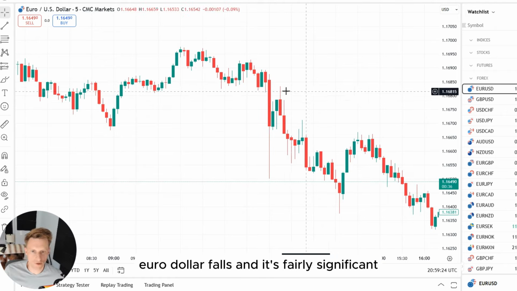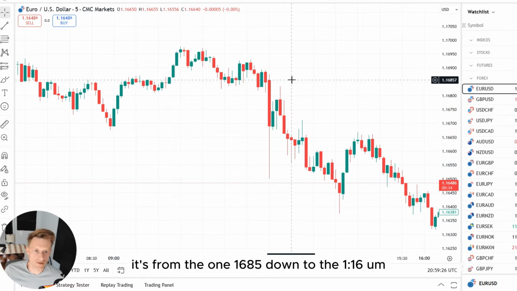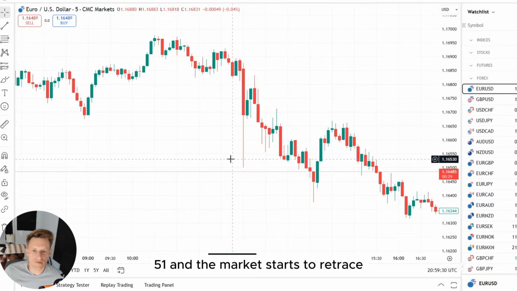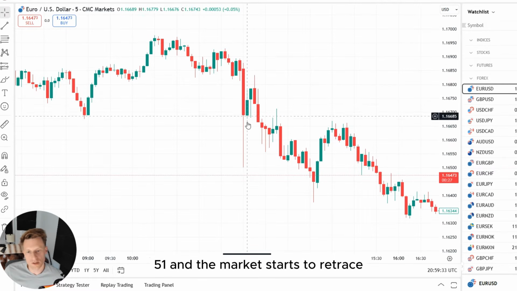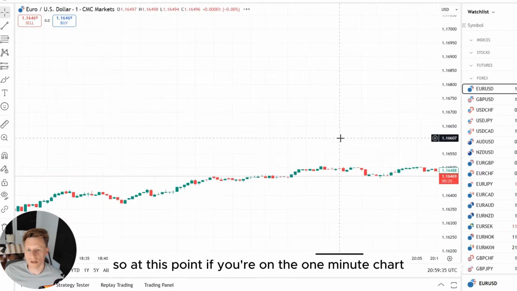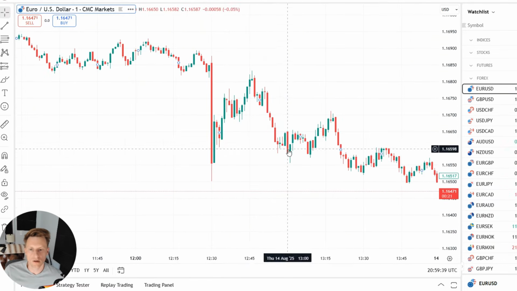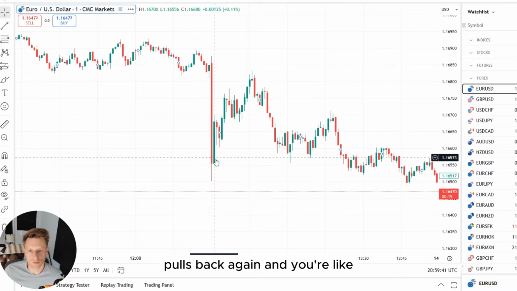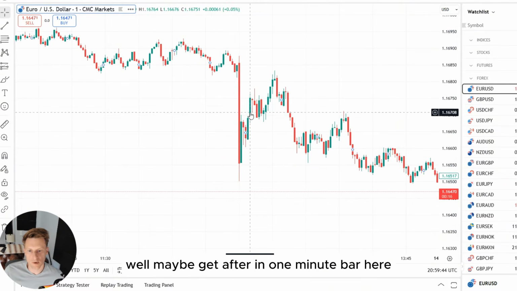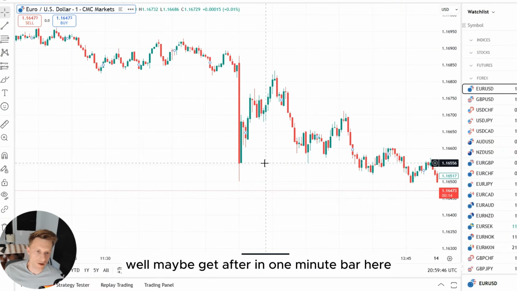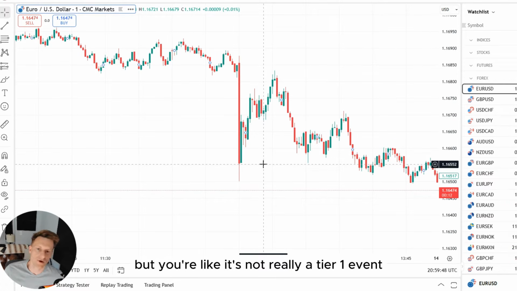Here's the chart. Euro dollar falls, and it's fairly significant. It's from the 116.85 down to the 116.51. And the market starts to retrace. So at this point, if you're on the 1 minute chart, the question is, what do you do here? Because the market's starting to retrace, it pulls back again, and you're like, well, maybe get in after that 1 minute bar here. But it's not really a tier one event. So should I really chase it? Maybe I'll see what happens.